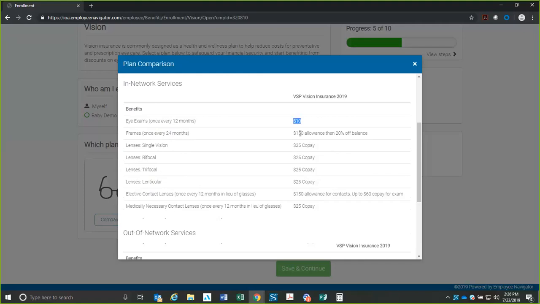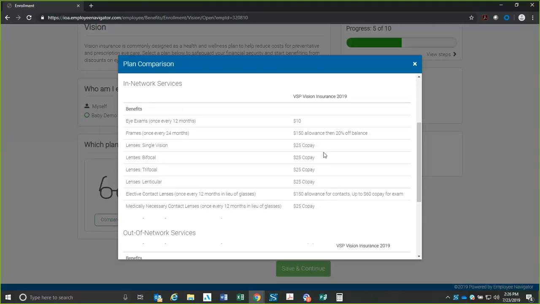Our frames are going to be a rolling 24 months, but I'll have a $150 allowance. So if I walk in and the frames I like on the wall are $100 or something along those lines, I'll get the frames for free. And if I'm getting these types of lenses, it would be a $25 copay. Unless you're like me and you always upsell yourself and you get some of those fancier lenses, there are some lens discounts and copays available.